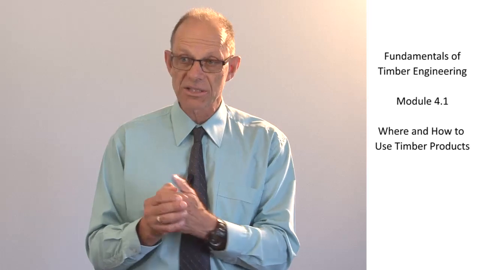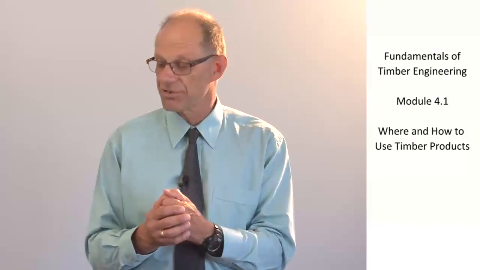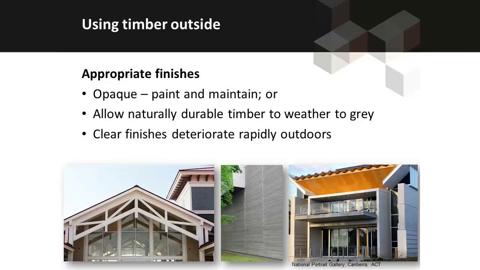Clear finishes outside don't tend to last long. They generally have to be replaced after a couple of years, and in the right-hand photo is a relatively new building where the clear finishes have started to deteriorate and we've got some patchy, blotchy appearance on the outside of the building.